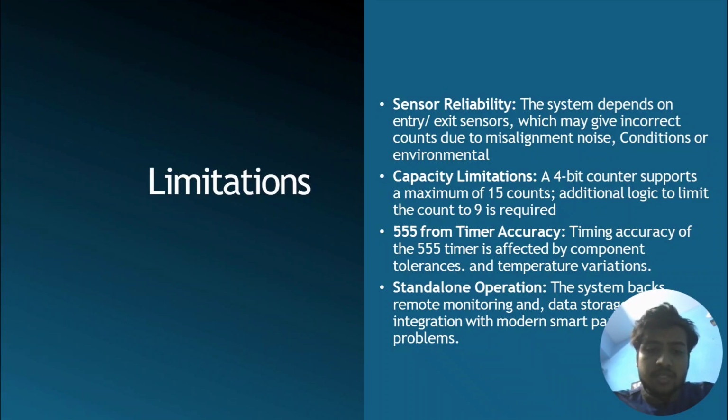My topic is limitations and modifications. Limitations. There are four limitations for the control: sensor reliability, capacity limitations, 555 timer accuracy, and standalone operation.